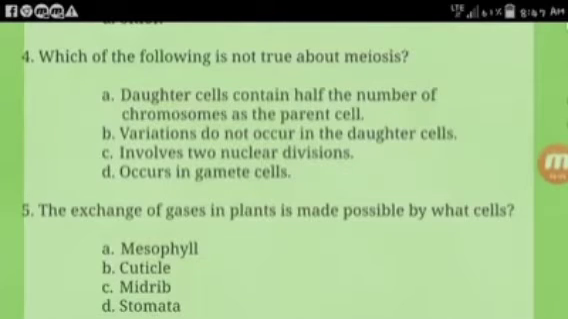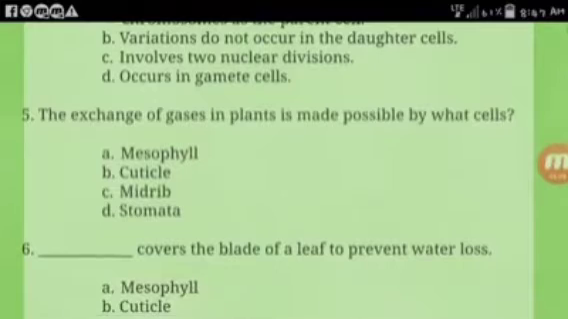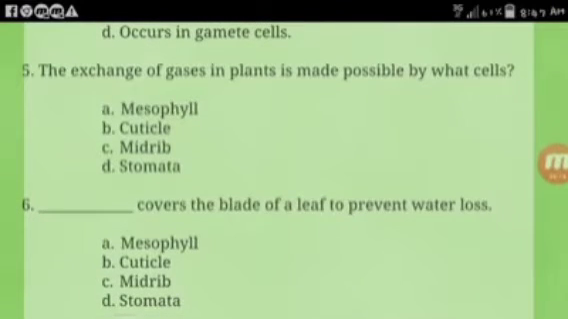Okay, variations occur. Next one, number 5, the exchange of gases in plants is made possible by what cells? The answer here is stomata. It's the tiny opening that you can see under the leaves, where the gas exchange happens.